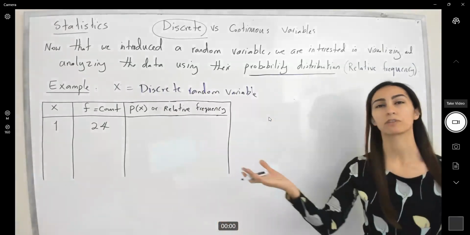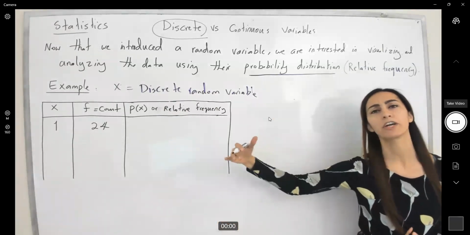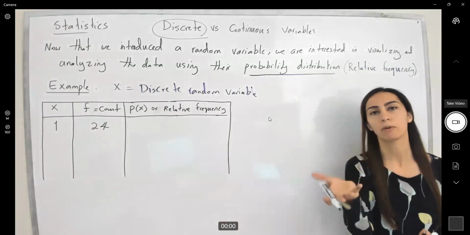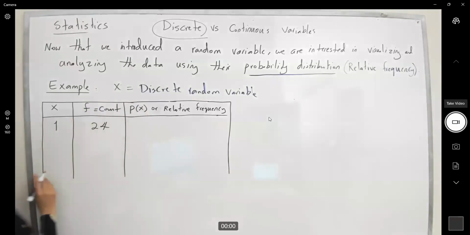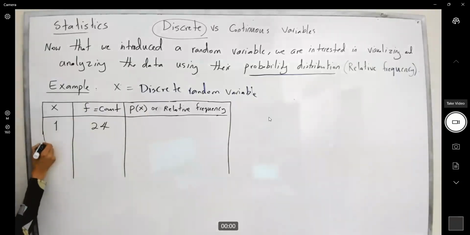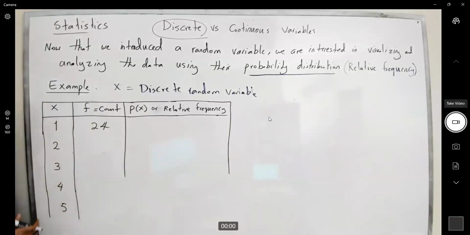What was the definition of relative frequency? It was the frequency of each class divided by the total number of values in your collection. All right, okay. Not that hard. X is 1, then my next x is 2, then my next x is 3, and then I have a 4 and I have a 5. These are again like your classes, but instead of class, you have random variable.